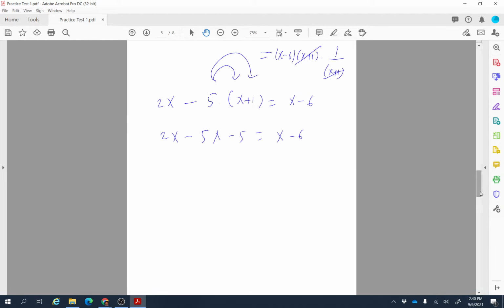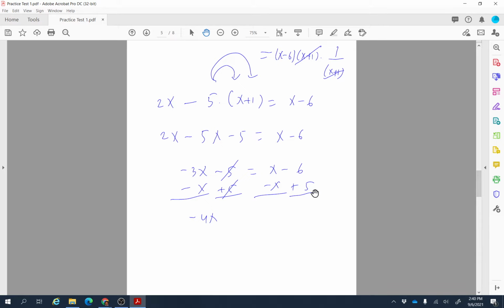Now, we have to bring all the x's on the left side. So if you combine the 2x minus 5x, it will give you 3x. And you have to just subtract x from both sides. That will be 4x. And add 5. By adding 5, you can just cancel out this 5 from the left side.